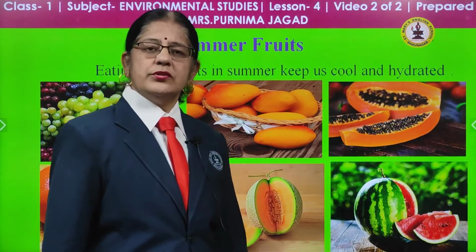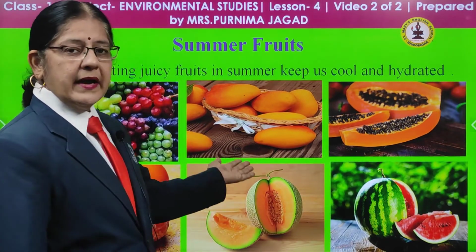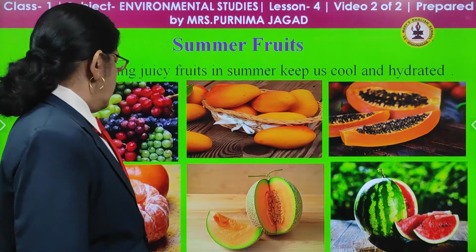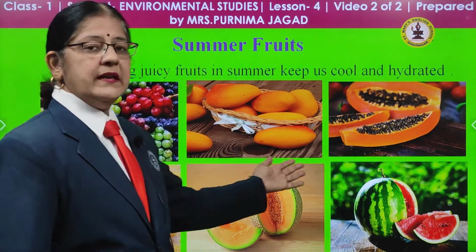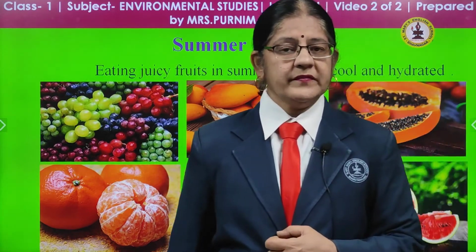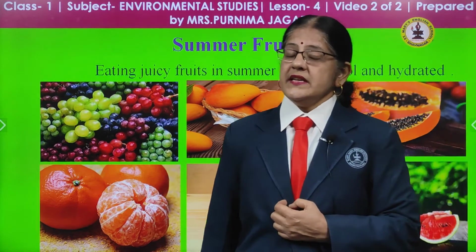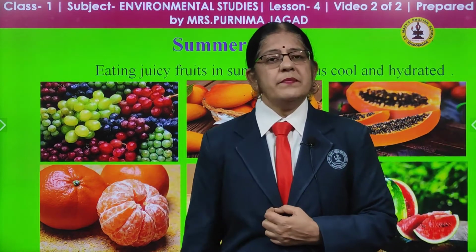Now which fruits are available in summer, or which are the juicy fruits which we get in summer? Grapes, mango, papaya, orange, muskmelon, watermelon. All these fruits are very juicy. We need to drink more and more juice. So we eat these fruits to keep our body hydrated.